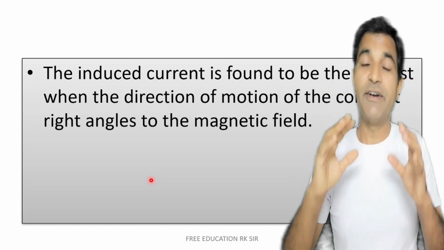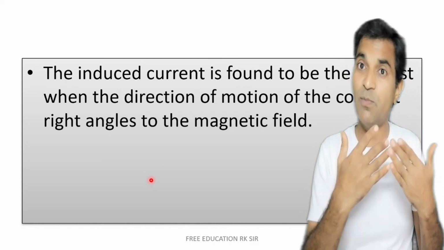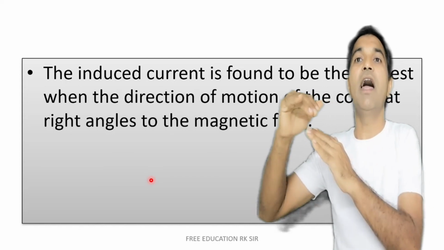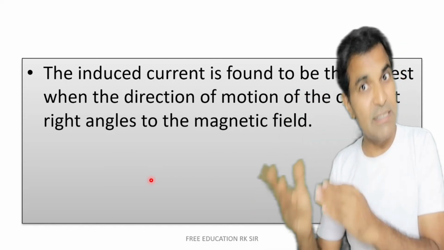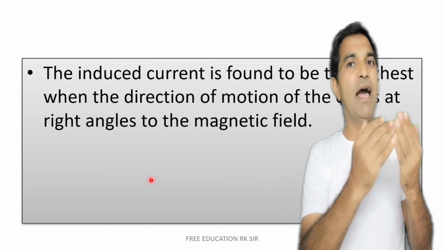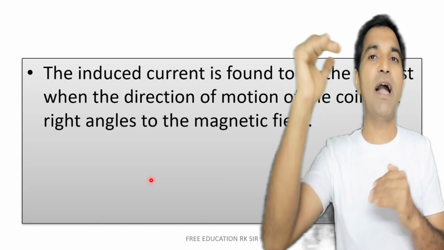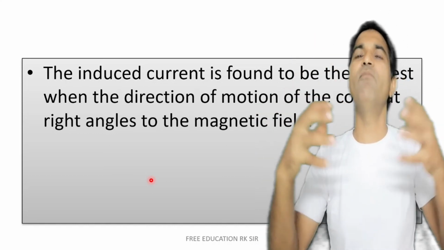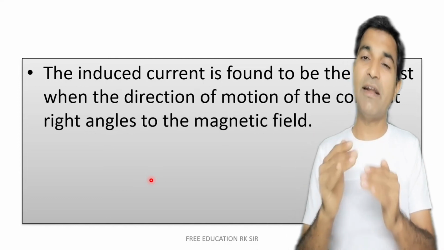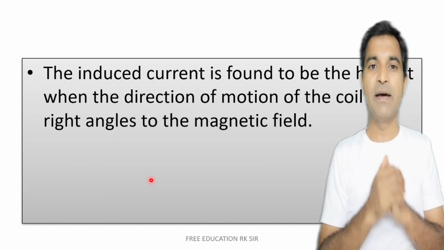Observation number 2: if the rate of change of magnetism in coil number 1 is higher, then the current which is induced in coil number 2 will be higher. If the number of turns is increased, then the amount of current generated will also be higher due to the higher linking of magnetism. And finally, the direction of the current is also dependent upon the direction of the movement of the magnetism, right?